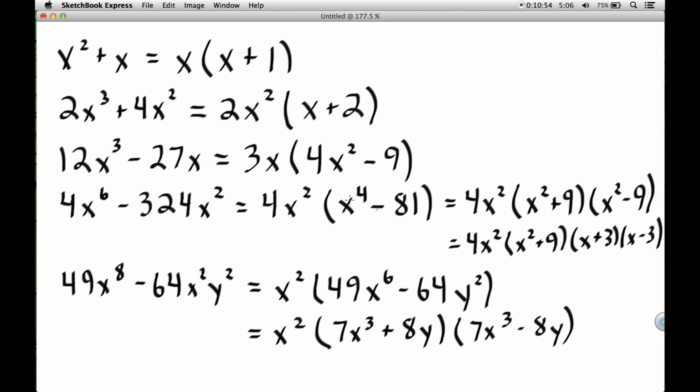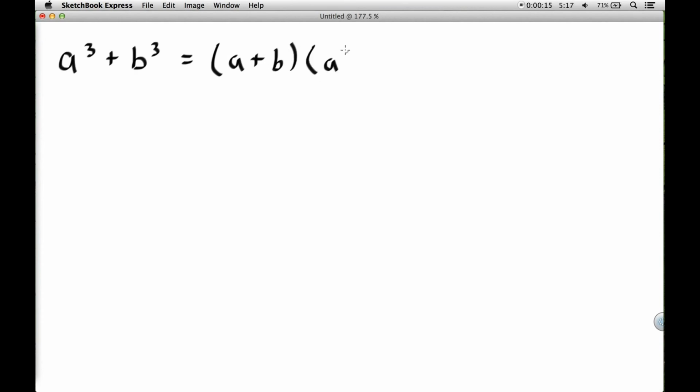Okay, that is part 2 of our factoring in this video. Now let's move on to our last formula. This one is how to factor a cubed plus b cubed. So two terms that are being cubed. And the formula is a plus b times a squared minus ab plus b squared.